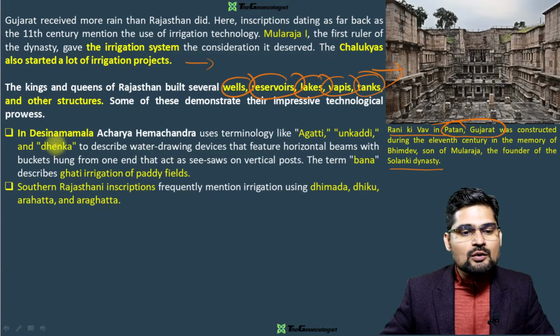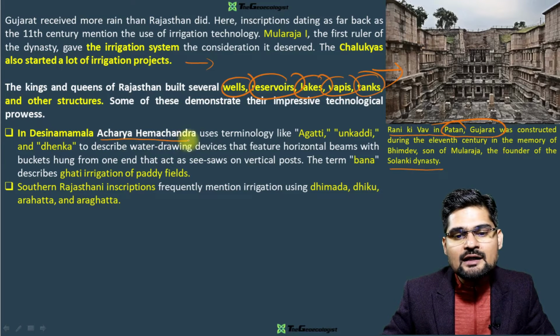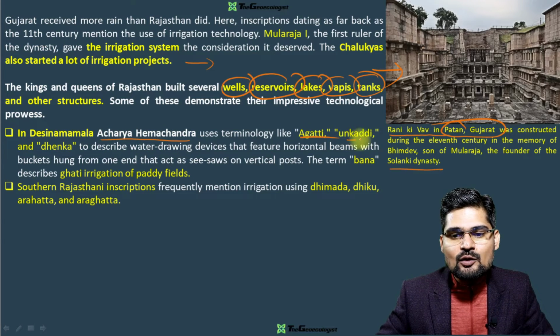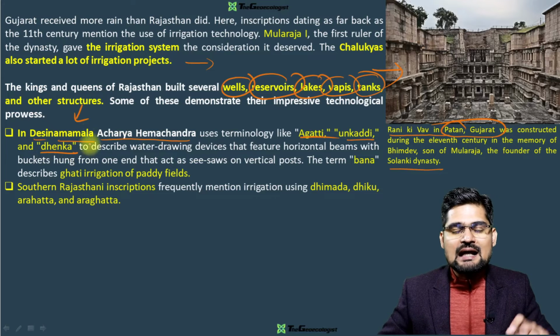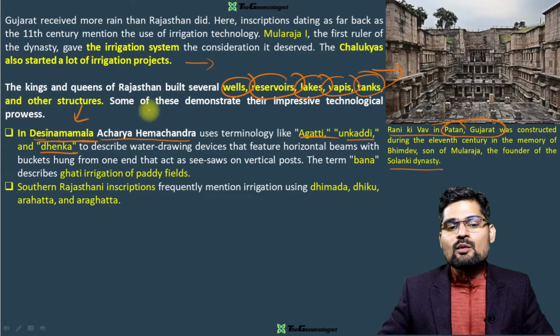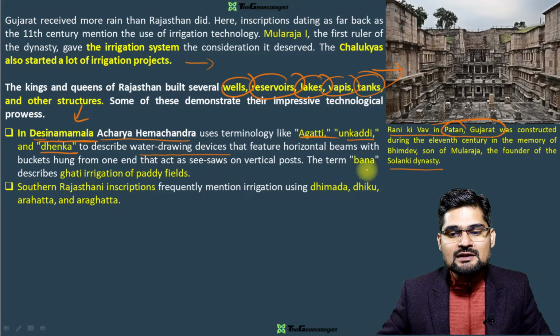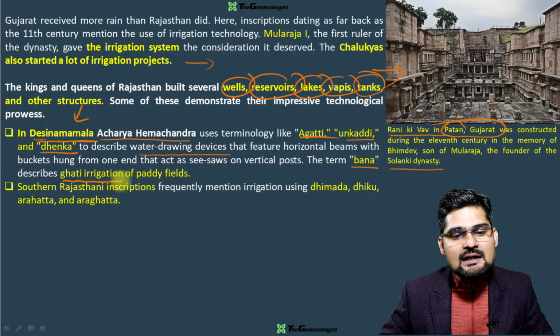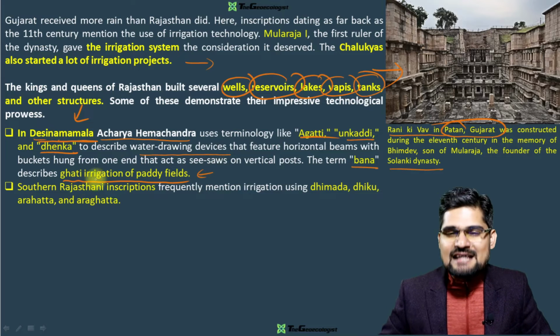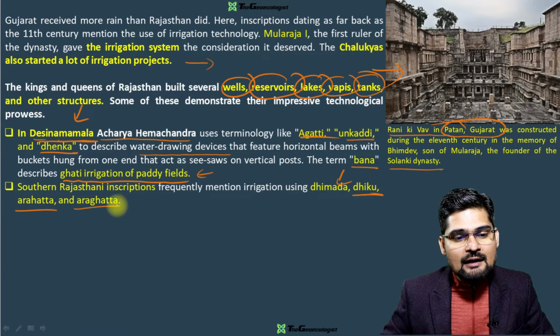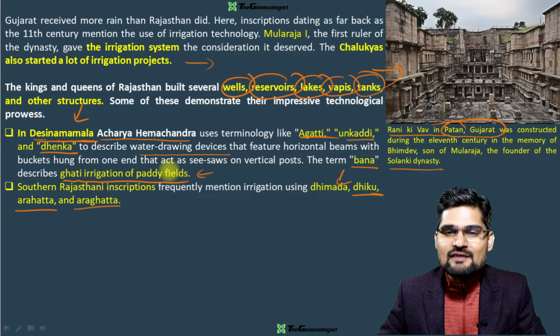Now look into the works of Acharya Hemchandra, where Agatti, Unkadi, then you have Dhenka. The writing is called Desina Mamala, where you will see water drawing devices clearly mentioned. The term Bana has been used, and Ghati irrigation of the paddy fields has been mentioned. Then if you observe Dhimada, Diklu, Arghata, all these words are very common in southern Rajasthan.